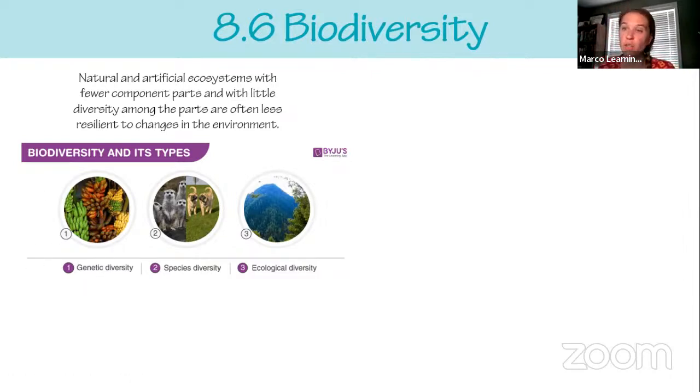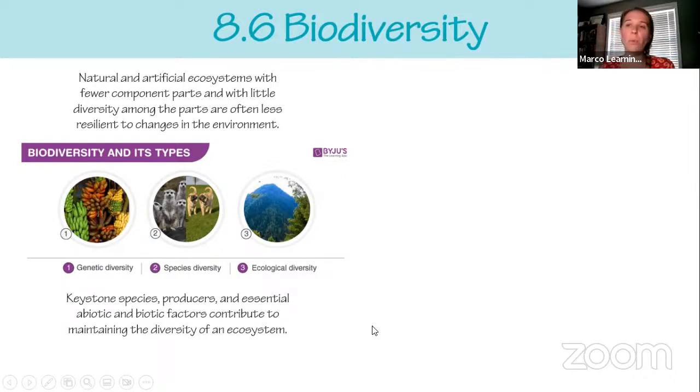So you have genetic diversity, so there's a whole bunch of variability due to independent assortment, crossing over, and random fertilization. You can have species diversity, where there are multiple different types of species in the area that interact with one another. And then you have ecological diversity. So that's the biotic and abiotic factors in the environment. This is where we bring in keystone species, your producers, and your essential abiotic and biotic factors. They all contribute to the diversity of that ecosystem.